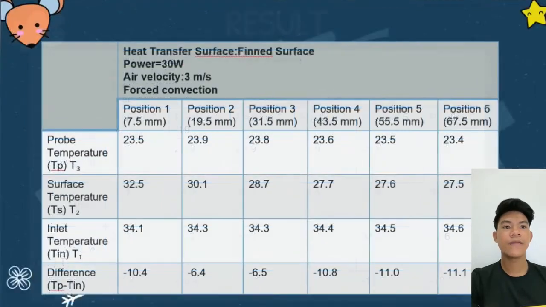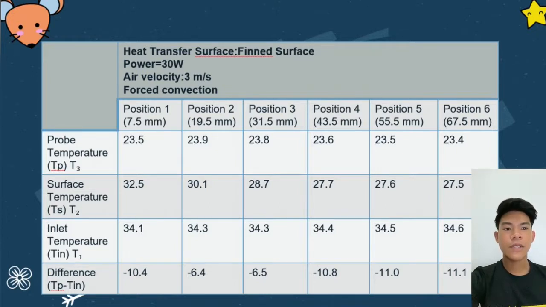Okay, this is the heat transfer surface for fin surface. The power is 30 watt, the air velocity is 3 meter per second. So the probe temperature slightly changed. For position 1 23.5 and increase a bit for position 2 23.9. For position 3 23.8. For position 4, 5 and 6 it's 23.6, 23.5 and 23.4.